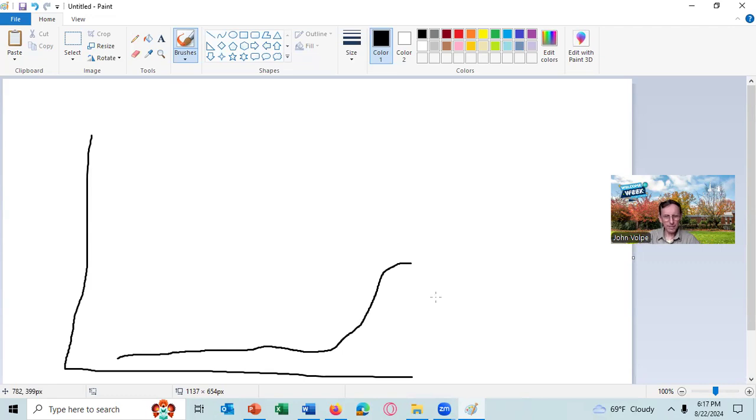So normally this is something seen in a hepatitis B vaccine inoculation.